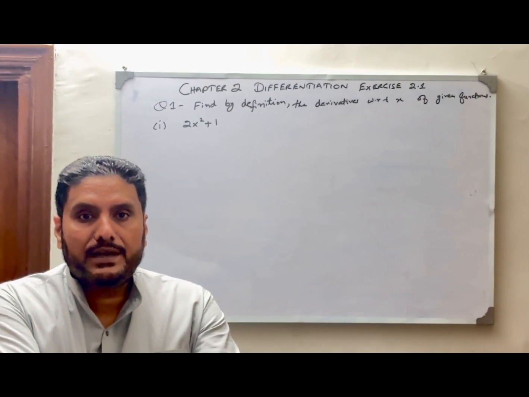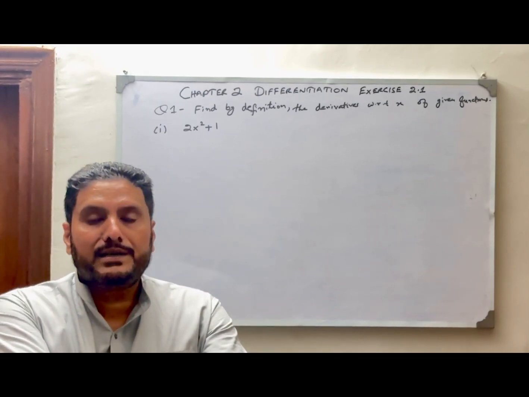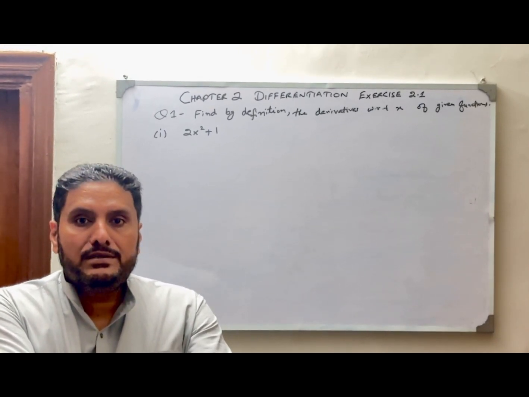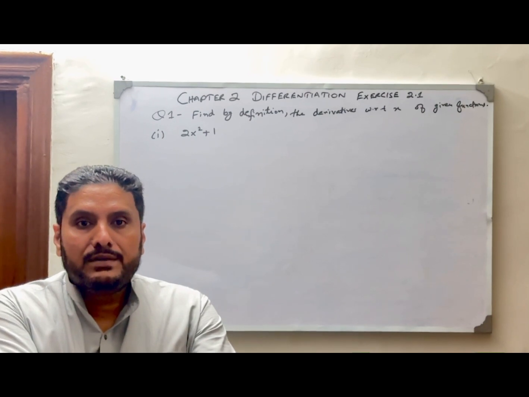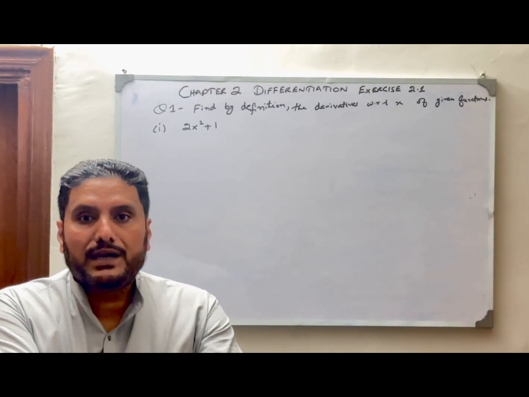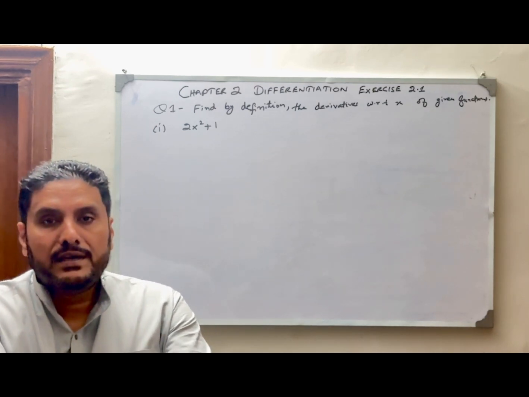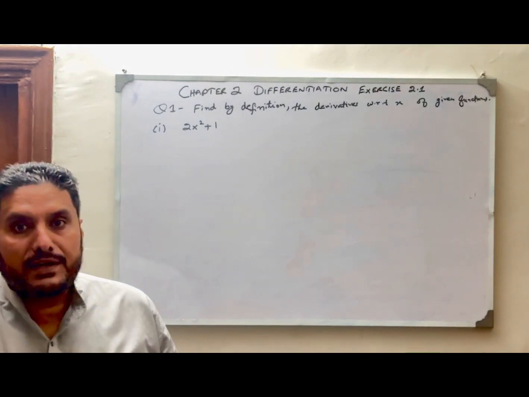In the third step we have to divide it by delta x, and in the fourth step we have to apply the limit. So by using these 4 steps we are able to find the derivative of the given function by using the ab initio method, or the definition method, or the first principle method. So let's start today from question 1 part 1.